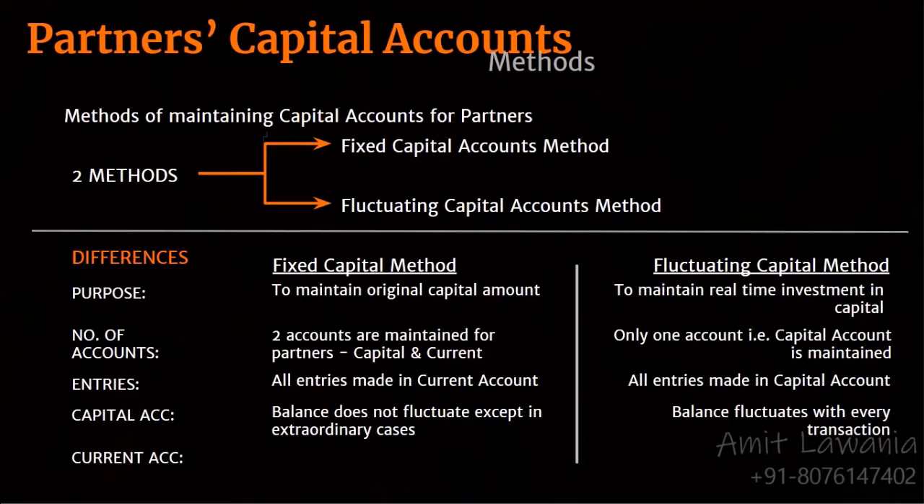What about the current accounts? How do they behave under the two methods? Under fixed capital method, each transaction is entered into the current account, so the amount keeps fluctuating. And in the fluctuating capital method, the current account is not even made, because all the transactions are recorded in the capital account itself. I hope the two methods are now clear in your minds.